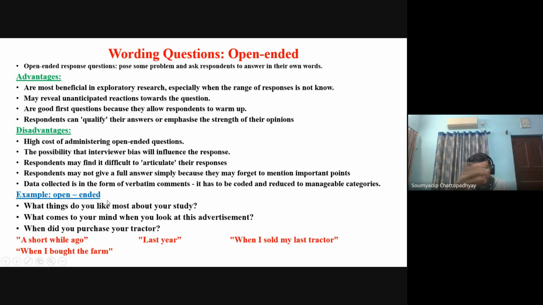And there are various examples of open-ended questions. For example, what things do you like most about your study? This is definitely an open-ended question. Or what comes to your mind when you look at the advertisement corresponding to a particular product? Or for example, if you go to a particular farmer and ask when did you purchase your tractor, then these are some of the responses which you may have from that particular farmer. And in that case, it is a challenge for you to properly code these different types of answers which you are getting.